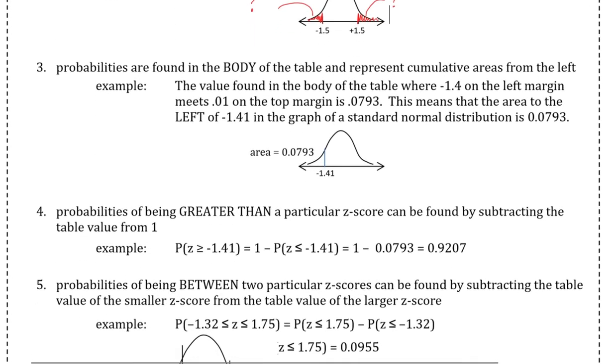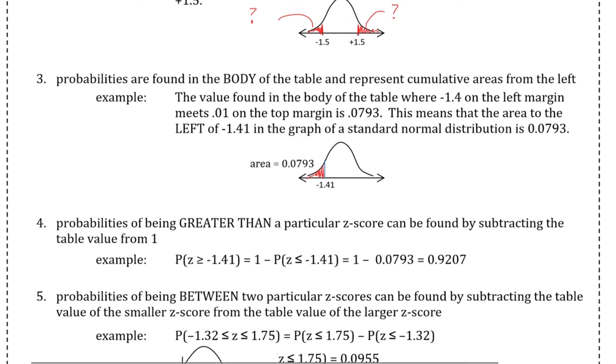Thirdly, probabilities are found in the body of the table and represent cumulative areas from the left. The value found in the body of the table where -1.4 on the left margin meets 0.01 on the top margin is 0.0793, so that'd be a z-score of -1.41. And therefore the area to the left of -1.41 in the graph of the standard normal distribution is 0.0793.